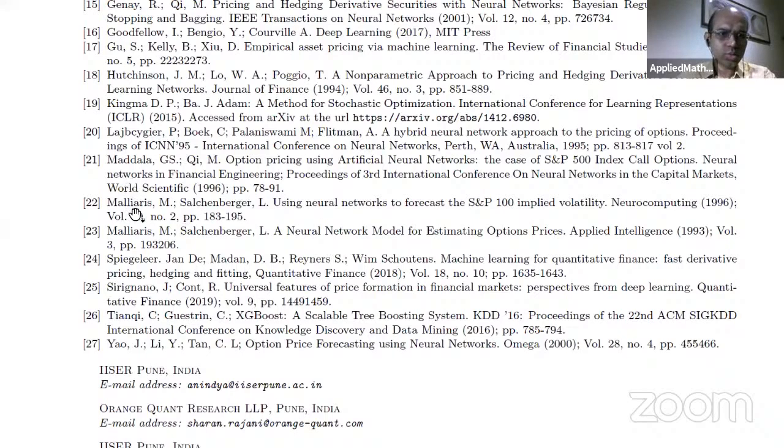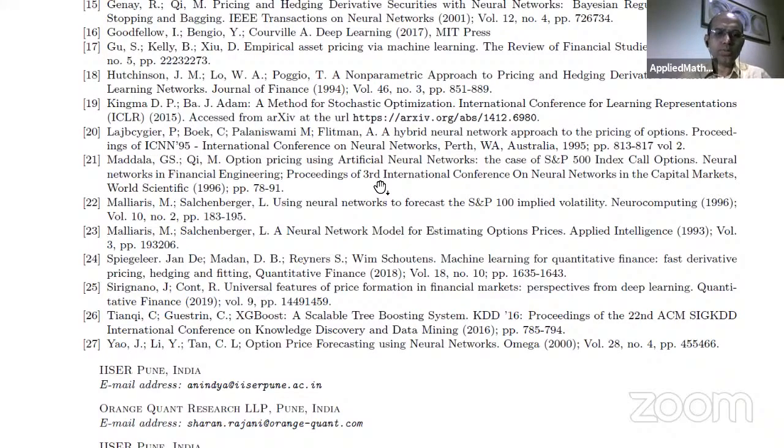Like 22, you can see Malieris and Saltenberger's work. All these works are for S&P: 23 and 18 were on the S&P 500 and S&P 100. Here, the focus was on implied volatility. It is also in 1996, around the same time, by Madrala: 'Option pricing using artificial neural networks: the case of S&P 500 index call options'. So this is the first paper.